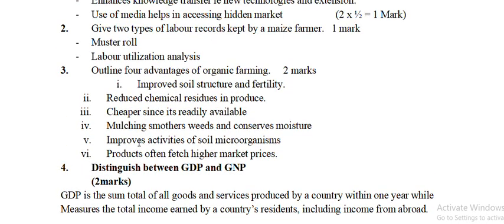Question 3, outline 4 advantages of organic farming. First one is improved soil structure and fertility, then reduced chemical residues in produce. It is cheaper since it is readily available. Then mulching smothers weeds and conserves moisture. It improves activities of soil microorganisms, hence enhancing soil aeration. Then products often fetch higher market prices.